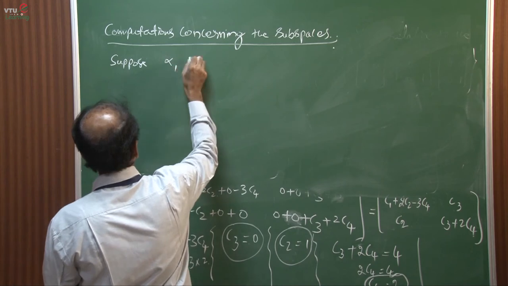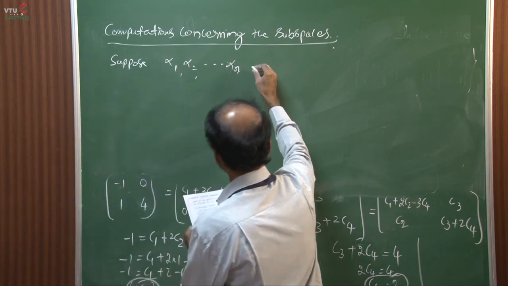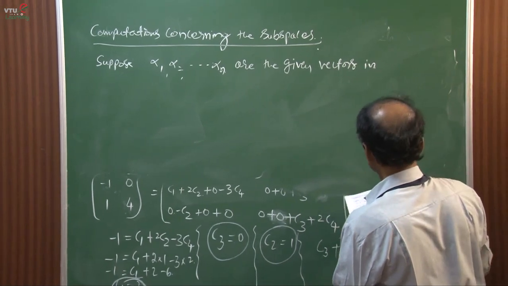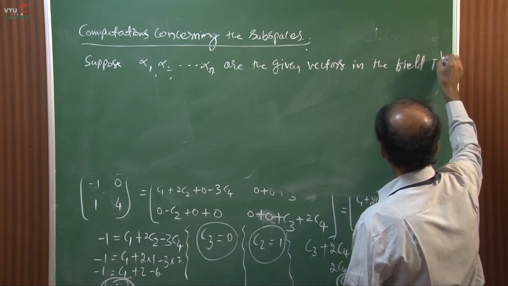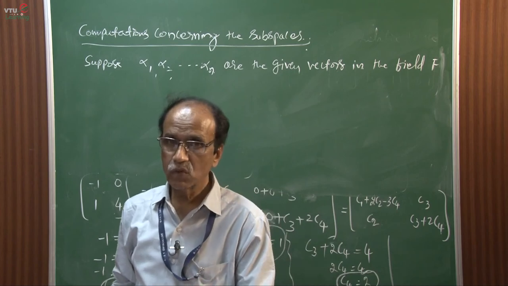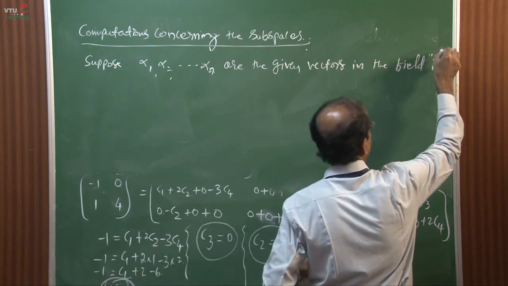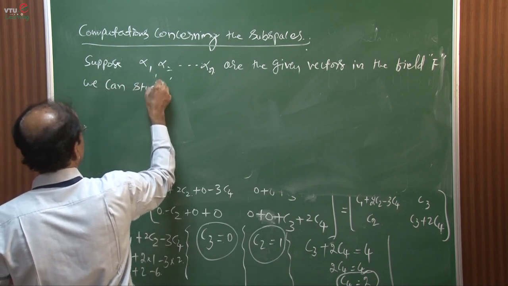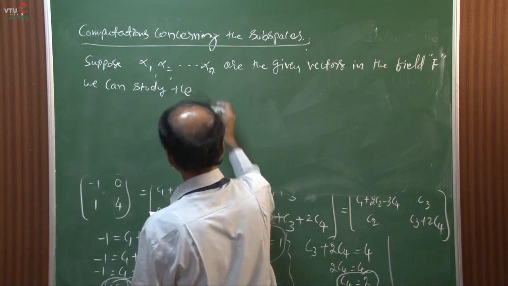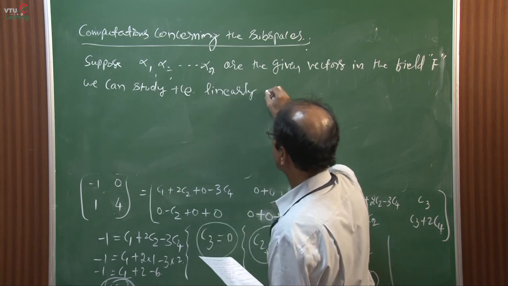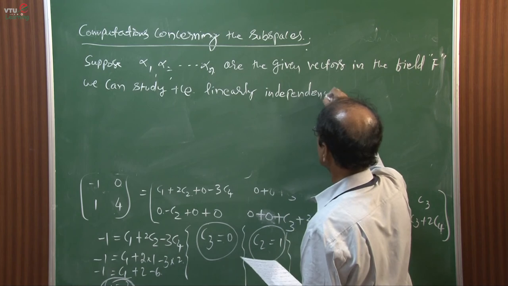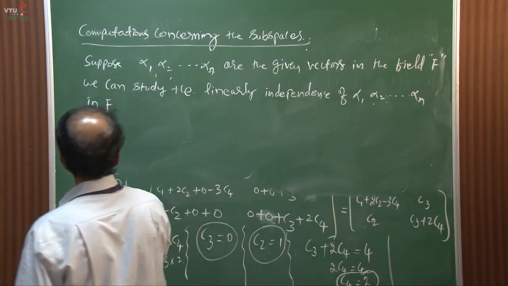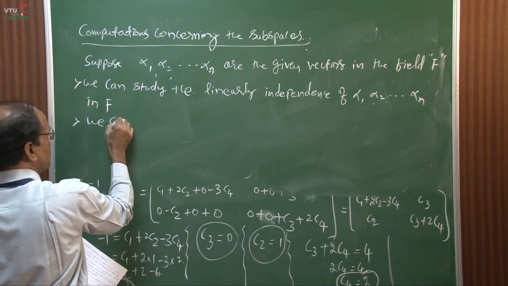Suppose alpha 1, alpha 2 up to alpha n are the given vectors in the field F, because you know that addition and multiplication are to hold good in the field F. In the field F, these are the new vectors which I am choosing. Now we can study the linear independence of alpha 1, alpha 2 up to alpha n in F. This is one point, and there are three points which we have to cover.